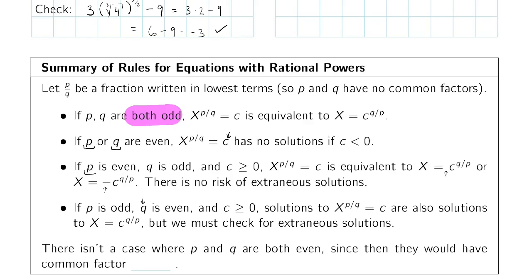And of course, we don't have a case for when P and Q are both even, since we're assuming that our rational exponents are always written in lowest terms. And if they're both even, they have a common factor of 2.